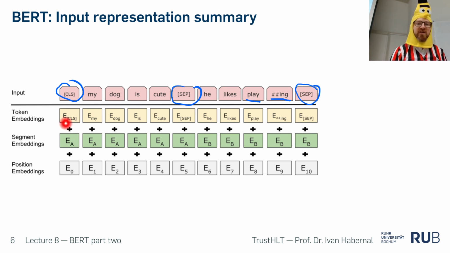Obviously for each of these tokens, we have an embedding for CLS, an embedding for my, and so on. These are token embeddings. Then we have what we talked about already, the position embedding. This is position 0, position 1, and so on. Each position has its own embedding.